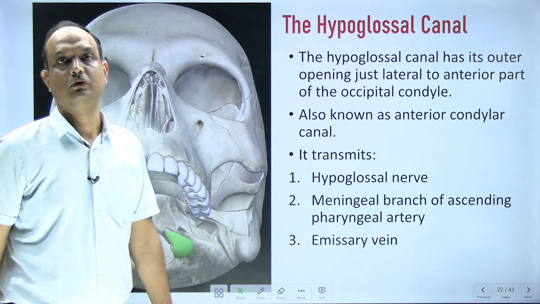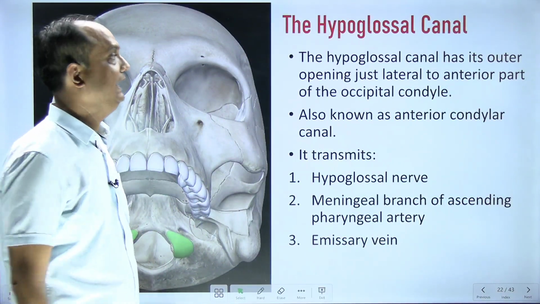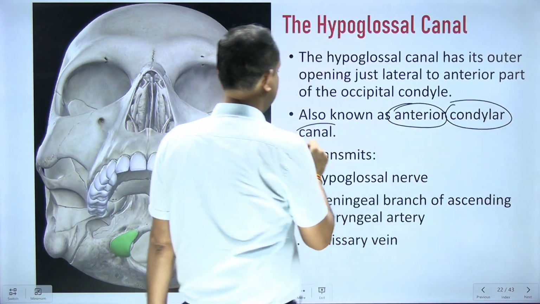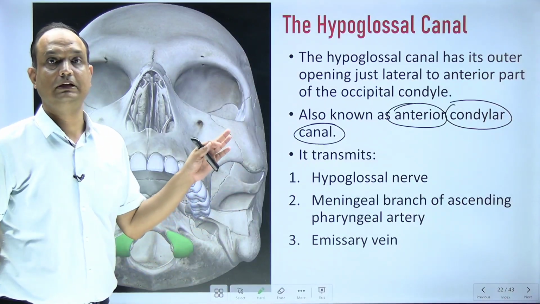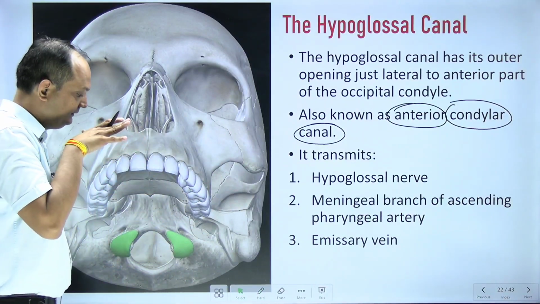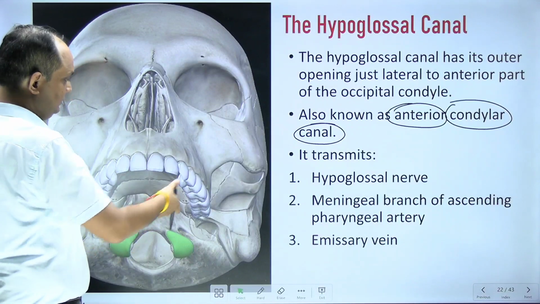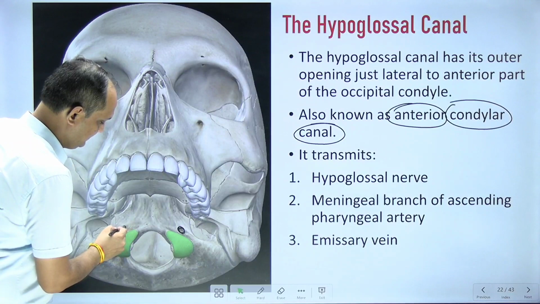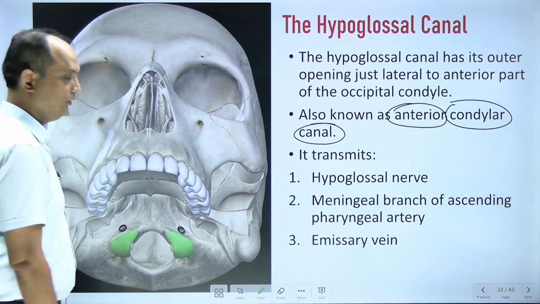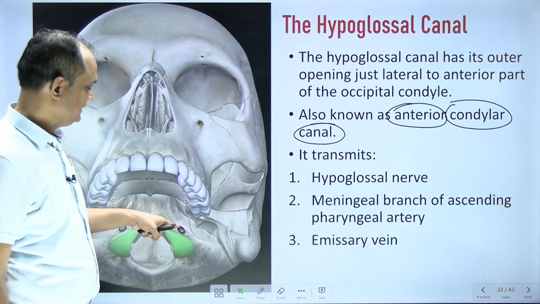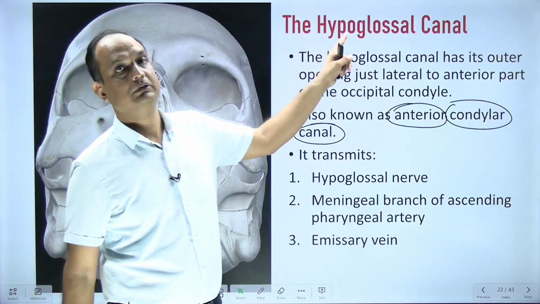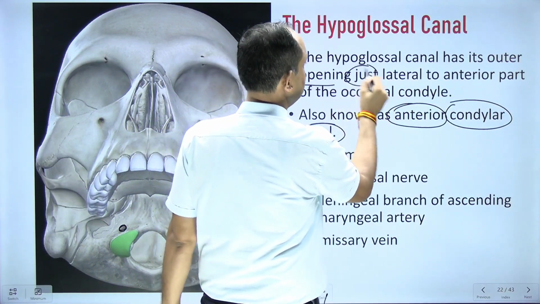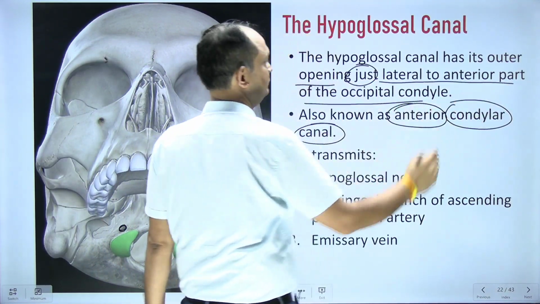Now what is the hypoglossal canal? The hypoglossal canal is also known as the anterior condylar canal. This is the important thing to understand: if you want to see the hypoglossal canal, you have to look at the norma basalis from the front. When you hold the skull in such a way, you can see just above and on the anterior aspect of both condyles a small external opening, and this external opening is for the hypoglossal canal. So the outer opening lies just lateral to the anterior part of the occipital condyle.